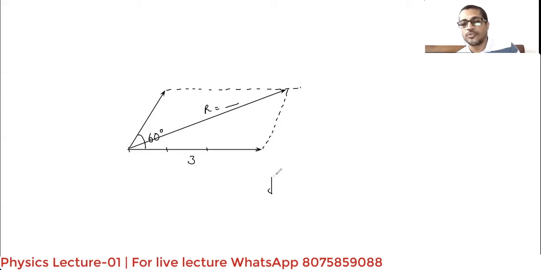Suppose that formula gives you root of 21. In this case, I didn't fix any other value here, I just said 3. Let us say this is vector A, this is vector B. Using that formula, if you solve it, it is root 21. You can check it with the calculator. Root 21, how much is it? Then take a scale and measure that. That distance will be exactly the same. So graphical method is perfectly fine.